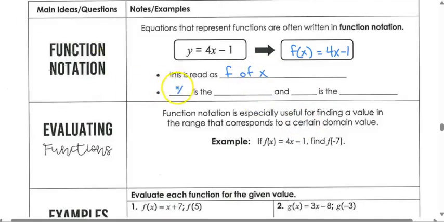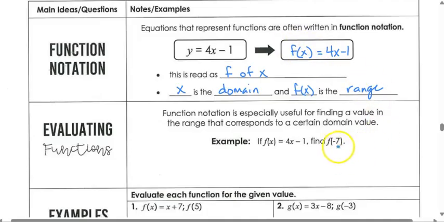And in this case, x is the domain. All right. And then f of x is the range. Okay. I like to think of it as this is the name of the function, so we're just calling it function f. All right. And then this is the value that we are plugging into the function. So when we write it generally, we just say x.